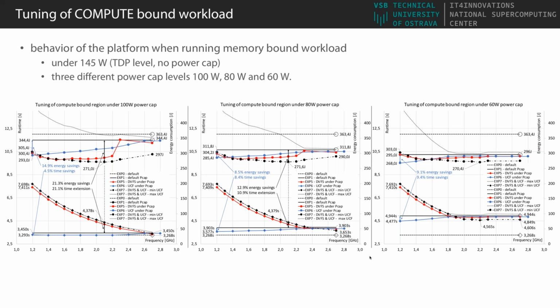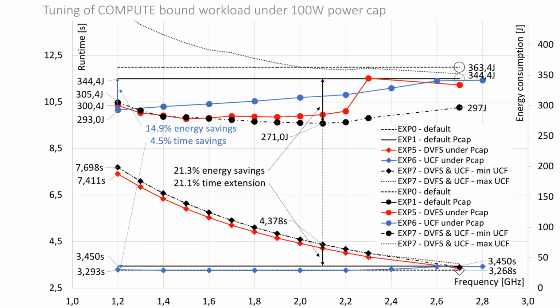First of all, we ran it for a compute bound workload. If we look at this slide, the default configuration is always this line, which is the baseline. This is what we compare against. The set of lines on the top is the energy, and the set of lines on the bottom is the runtime. The different experiments, which are also described in the legend, are shown here. This is the example when we're running a compute bound workload on a 100 watt power cap.